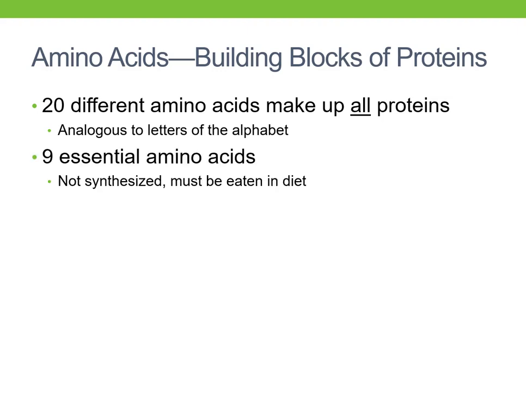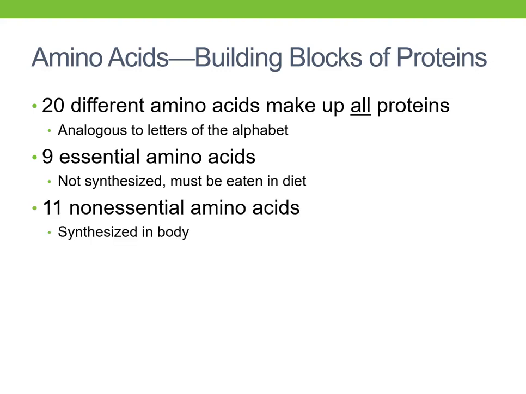9 of those 20 are what we call essential amino acids. An essential amino acid is something that your body cannot synthesize, and so it must be eaten in our diets. If you recall back to fats, we talked about essential fatty acids as well. So that means that the other 11 are non-essential amino acids, and they are synthesized in our bodies, assuming, of course, that we have the right raw materials in order to make that happen.